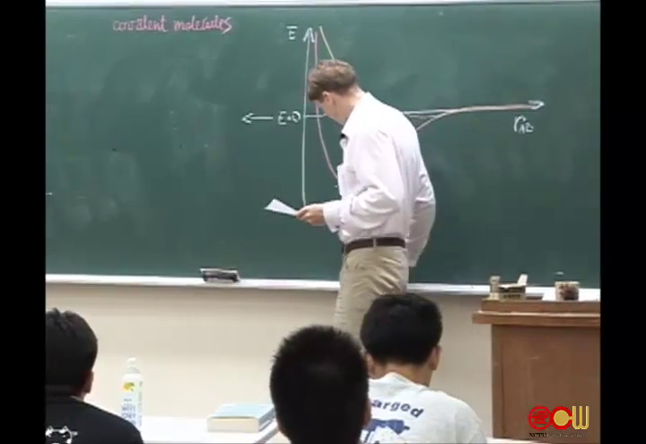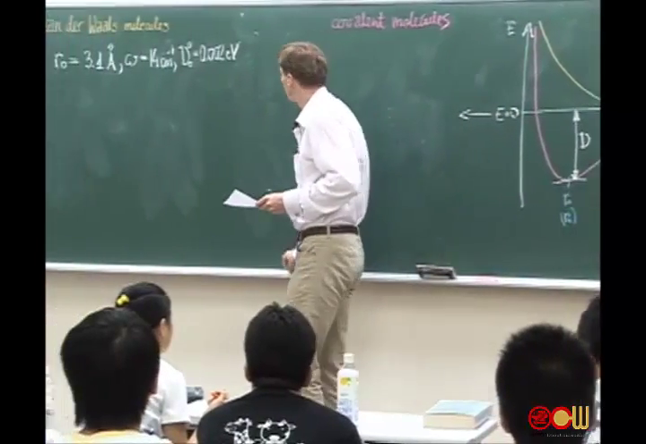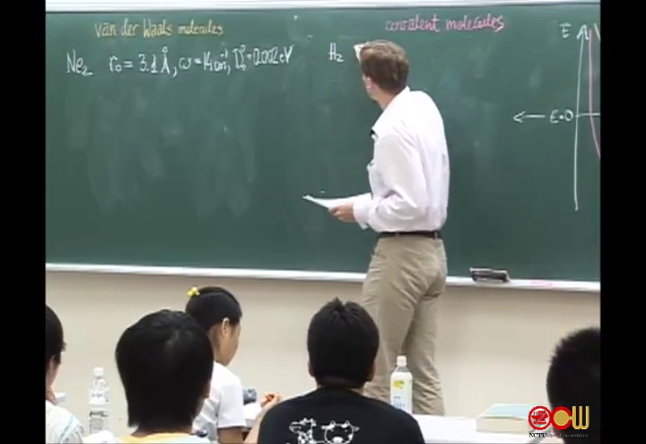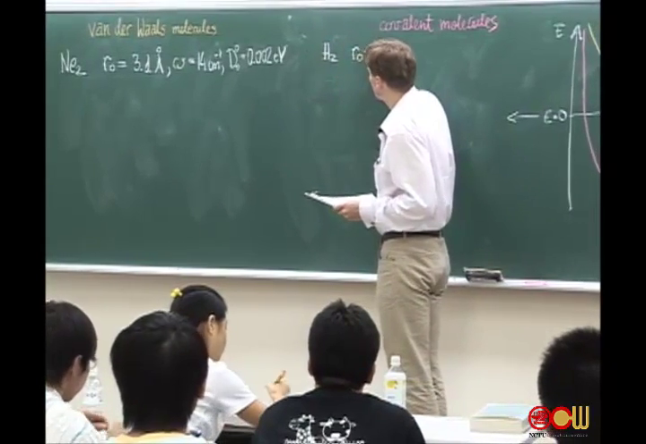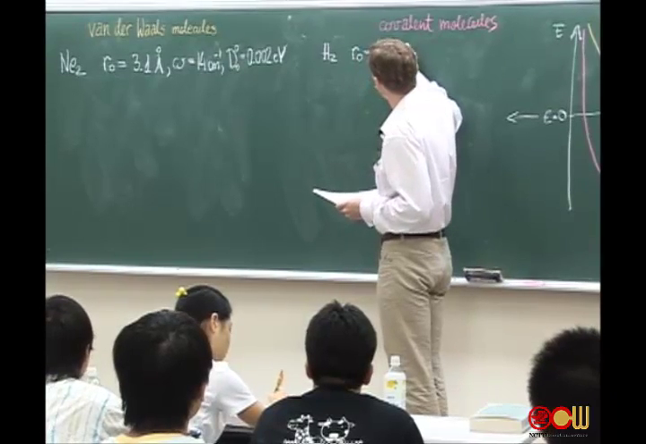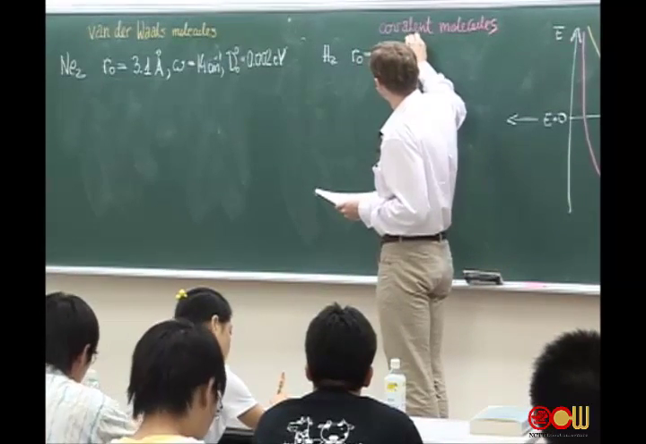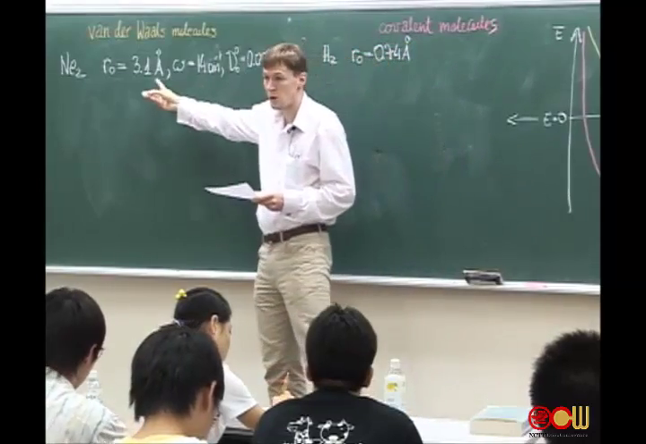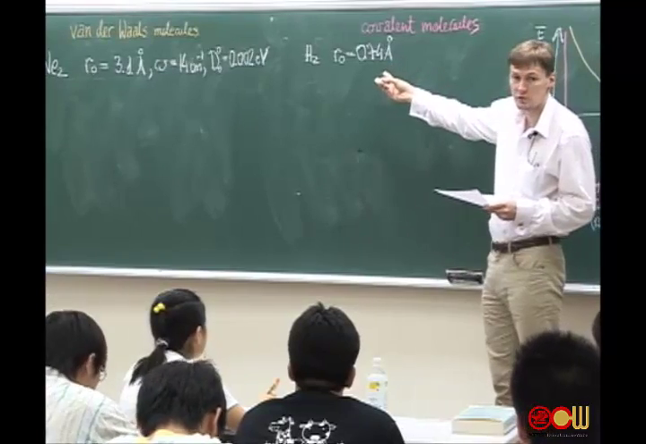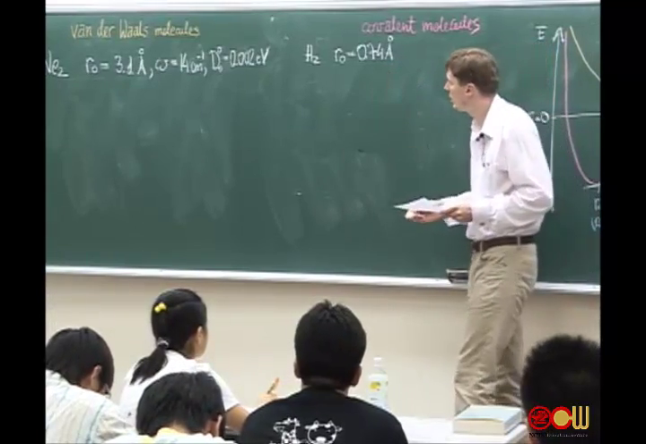So one of the covalent molecules that we can analyze would be, for example, the hydrogen molecule, H2. And for H2, the bond distance is equal to 0.74 angstrom. That is a huge difference, 3.1, 0.74. This is almost 4 times shorter, or more than 4 times shorter.